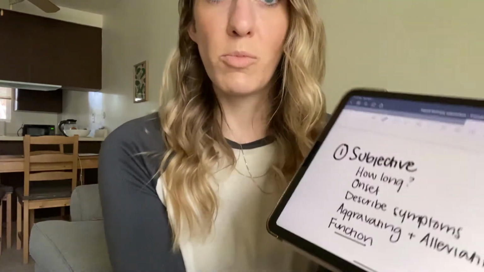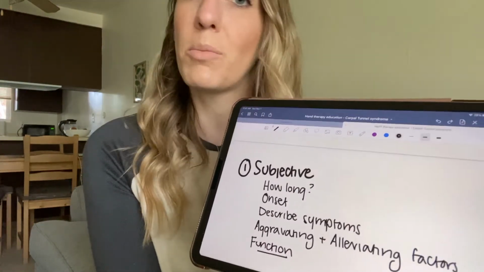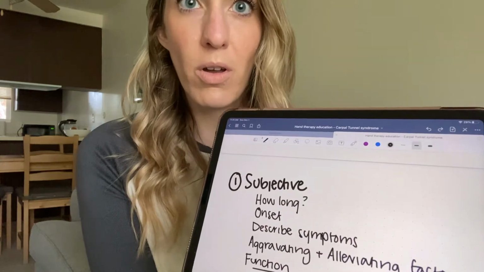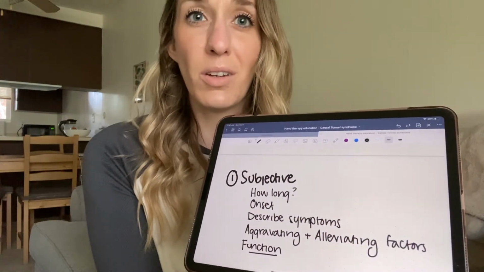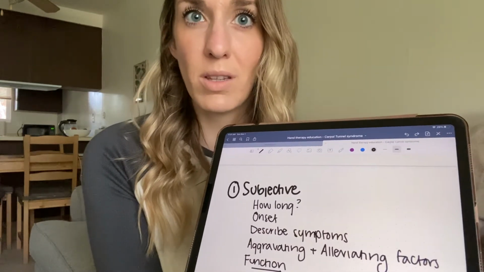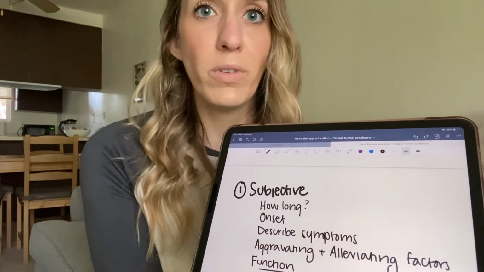With that, I like to say, hey, I see this is the diagnosis that you've been given. Tell me a little bit about what's been going on, what your symptoms are. With subjective assessment, I like to ask how long this has been going on. How long have your symptoms been bothering you? Has it been getting worse over time, or is it something that came on suddenly? What was the onset like?